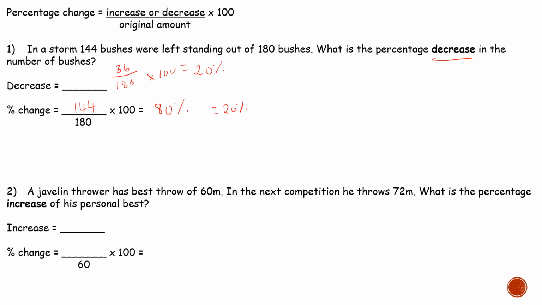The next question is a javelin thrower has a best throw of 60 metres. In the next competition, he throws 72 metres. What is the percentage increase of his personal best? So he's had an increase in 12 metres. So we're going to do 12 over 60 times 100, which is going to give us 20%. So he increased his throw by 20%.